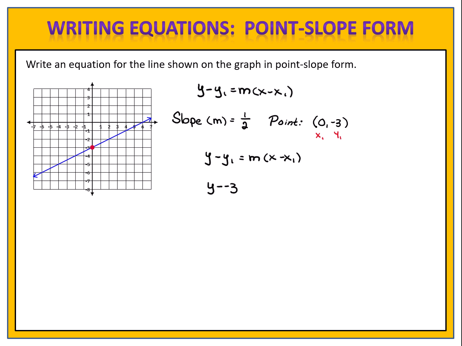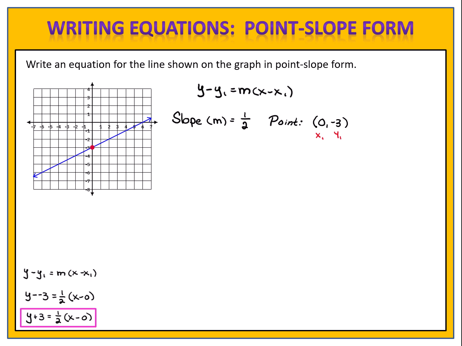y minus y1 is y minus negative 3 equals m, 1/2, times, in parentheses, x minus x1, which is x minus 0. We always need to simplify things where possible, and I notice on the left-hand side I have a double negative, y minus negative 3. A double negative is a positive, so our equation is y plus 3 equals 1/2 times x minus 0. This is the point-slope form of the line. We'll hang on to that down in the corner here because I want you to compare that to what happens when we choose some other points.